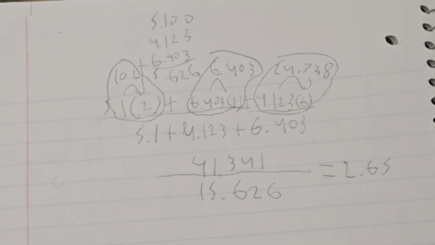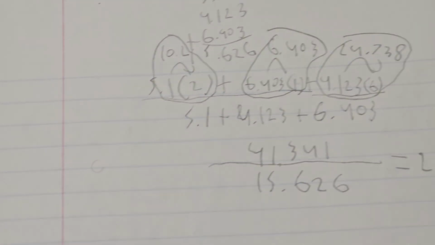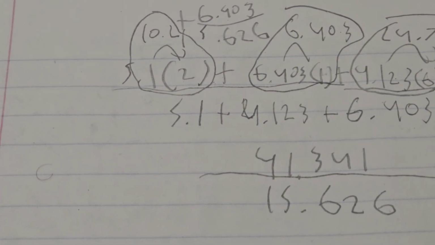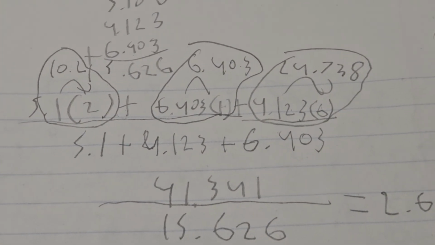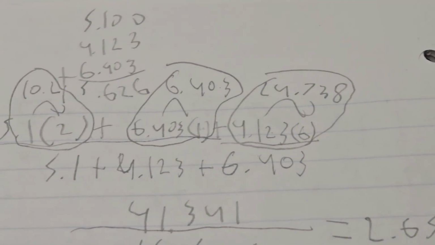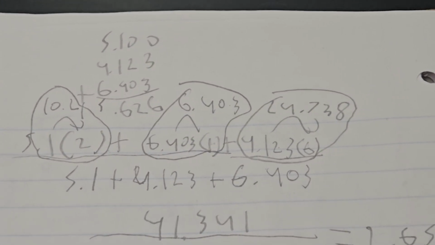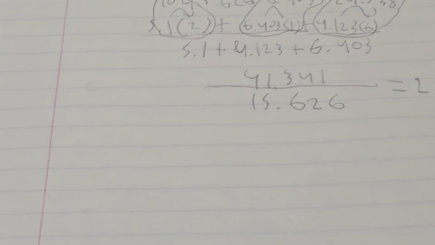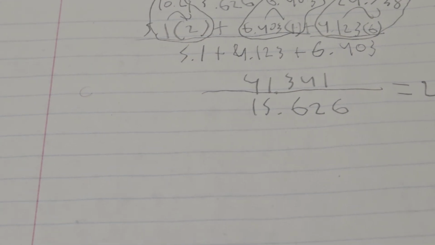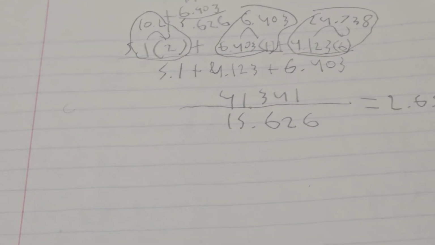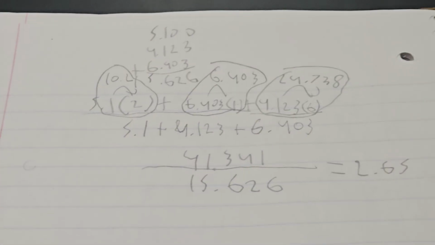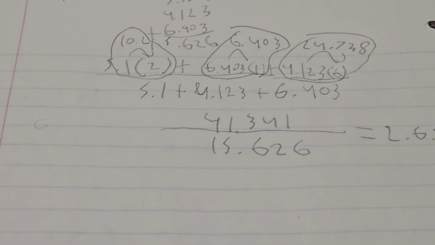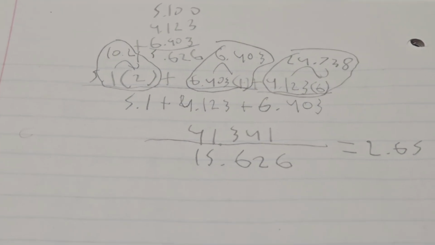So I did the math, and in case you can't read my writing, the first one would be 10.2, the second one would be 6.403, and the third one would be 24.738. I'm going to say it again: 10.2, 6.403, and 24.738. Since the bottom is the sum of the perimeters, adding all 3 together would give us 15.626. Now, if I'm going too fast for you, it's okay. You can pause, and it's fine.